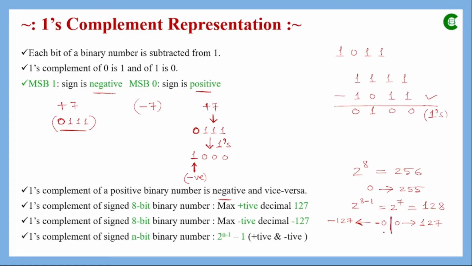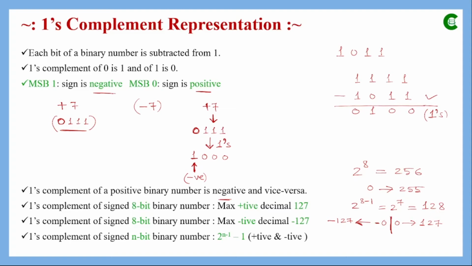That means if we generalize the 1's complement representation for an n-bit binary number, then for positive numbers it will be 0 to 2 raised to the power (n minus 1), minus 1, and for negative numbers also again it will be 0 to 2 raised to the power (n minus 1), minus 1. So if n is 8 bits, this formula will give us 127. So from plus 0 to plus 127, and then on the negative side from minus 0 to minus 127. So this is the whole concept of 1's complement representation.